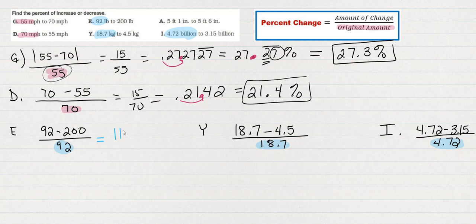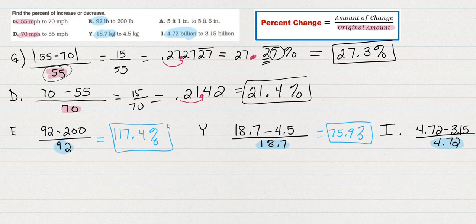And I'd get 117.39, so 117, and then rounding it, 117.4%. And 18.7 minus 4.5 gives me 14.2 divided by 18.7. I get 75.9% when I round. Good idea to always box our answers, by the way.